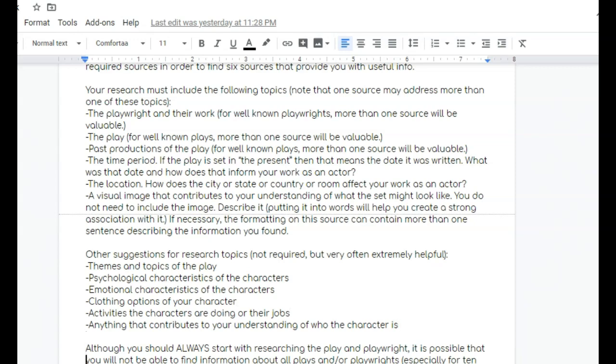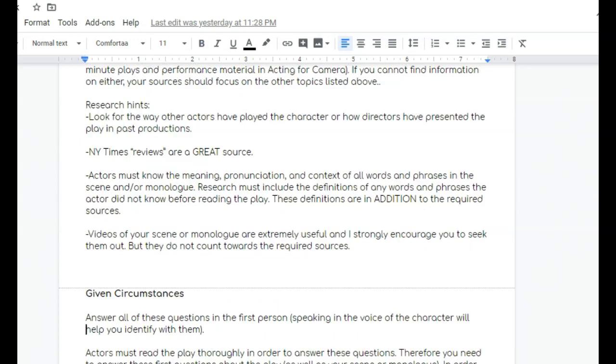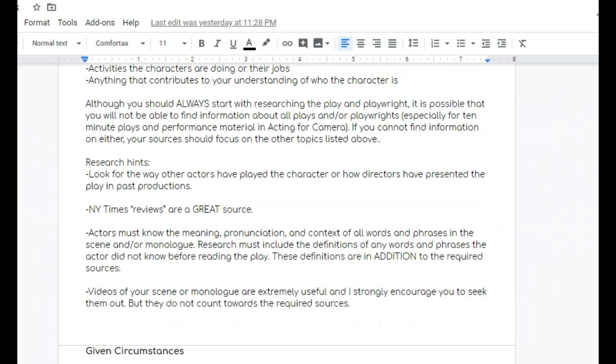So, as I said before, although you should always start with, I hate Google Docs, you should always start with researching the play and the playwright. It is possible that you will not be able to find information about the play and or the playwright, especially for 10-minute plays, and maybe for your performance material and acting for camera. If you're doing something you found on Monologue Blogger, or you might be doing a poem, or something that's not from a play, or from a movie.